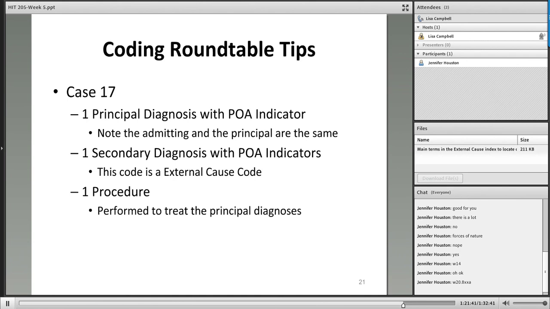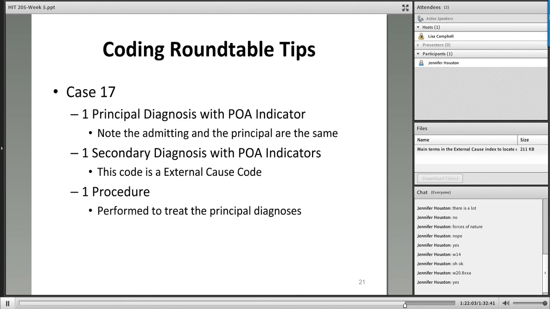So W20.8 XX and an A. And those X's, as an FYI, should be capital X's. So W20.8XXA. Okay, let's hurry up because I want to be off of here in 7 minutes so I can shower.